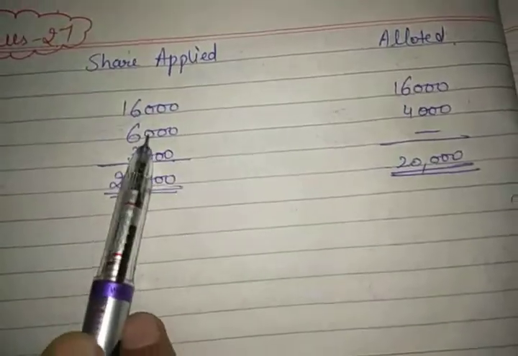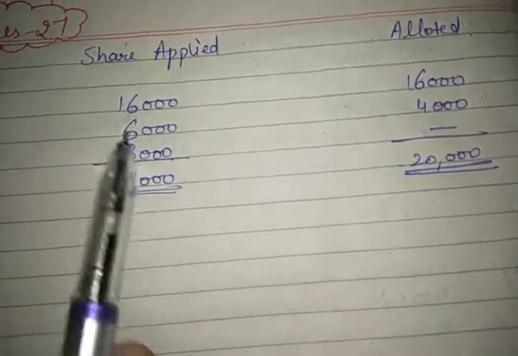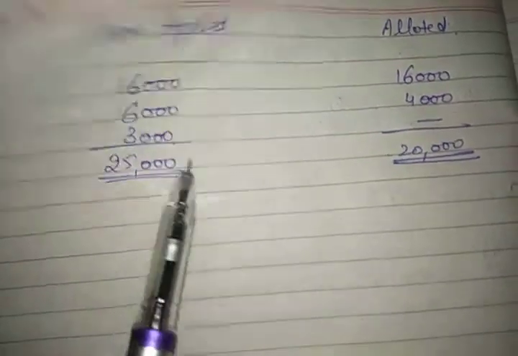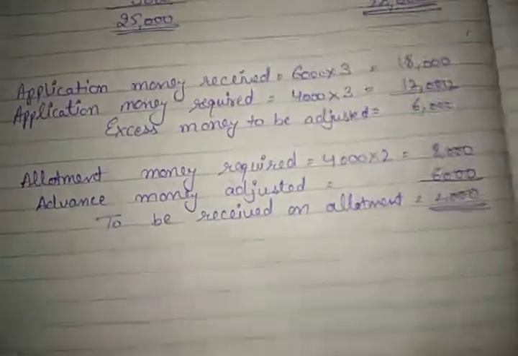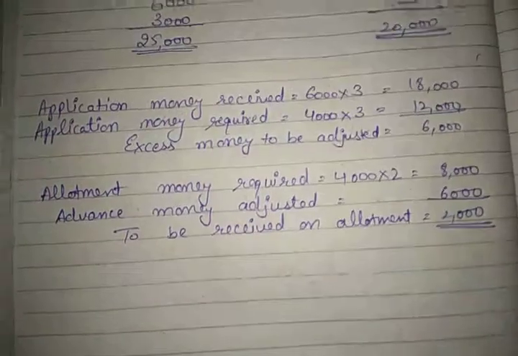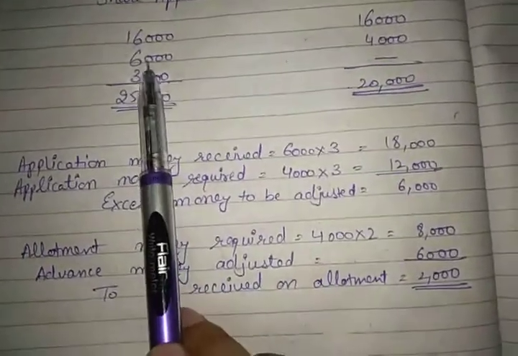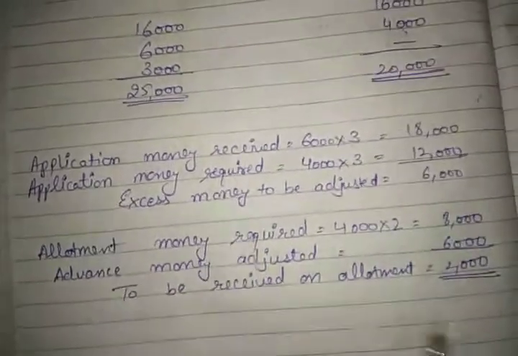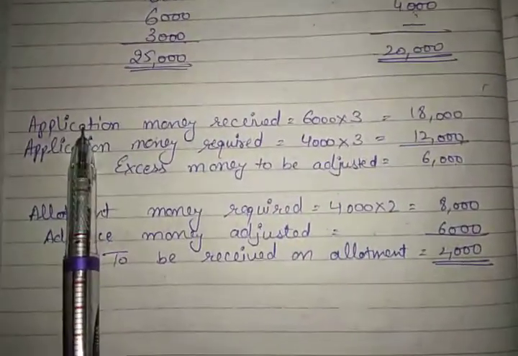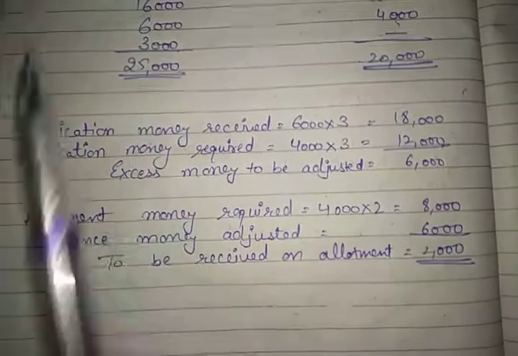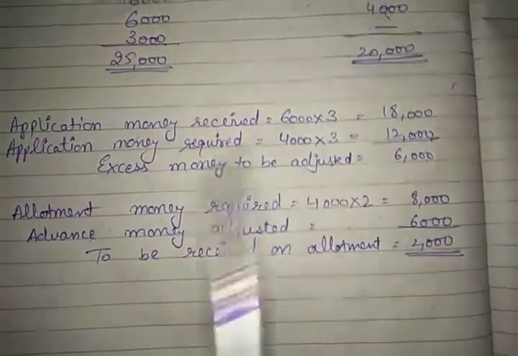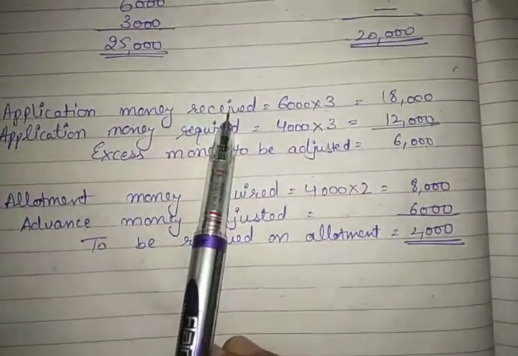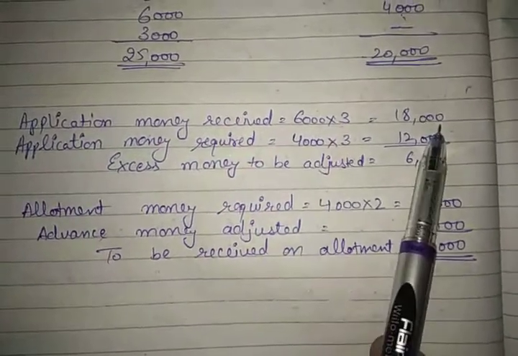So we will make the adjustment table, the working note, for the second and third lot. Okay, this is our working note for the first allotment, that is 6,000 and 4,000. First of all we will see how much money we have received. We have received 6,000 applications and the application money was 3 rupees. So we will write application money received, 6,000 into 3, we have received 18,000.